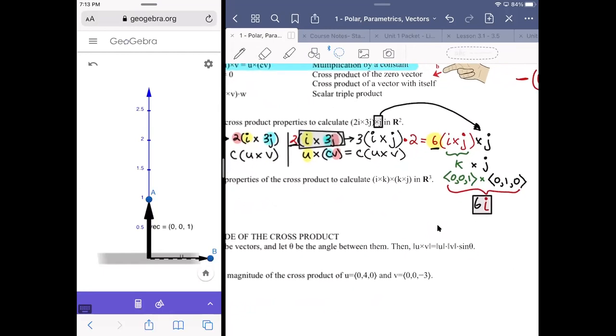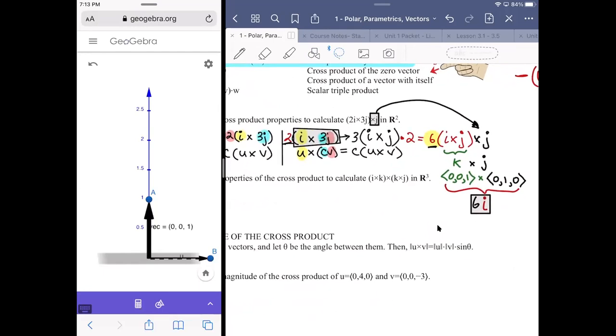Professor? Yes. And if it was going inside the page, it would be negative? Negative y? Say it one more time. If it was going inside the page, it would be a negative y? Exactly. Very good. You got it. Thank you. All right.